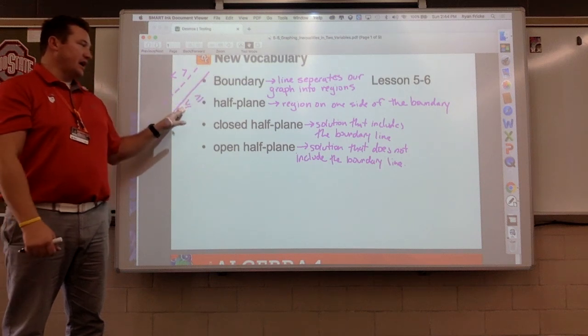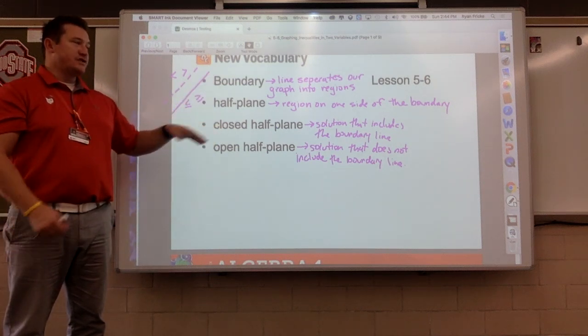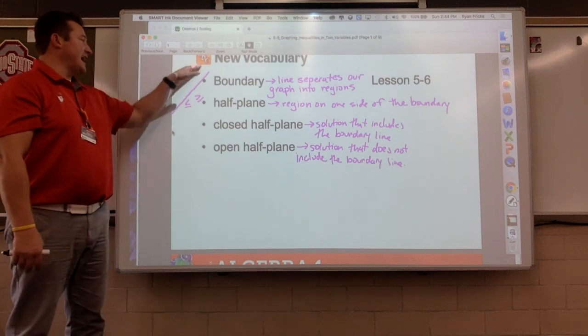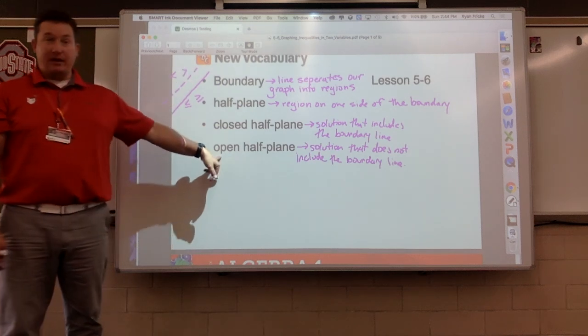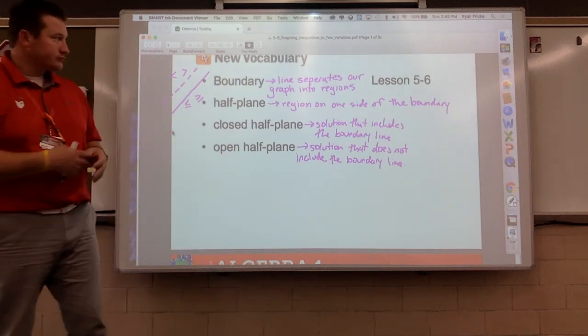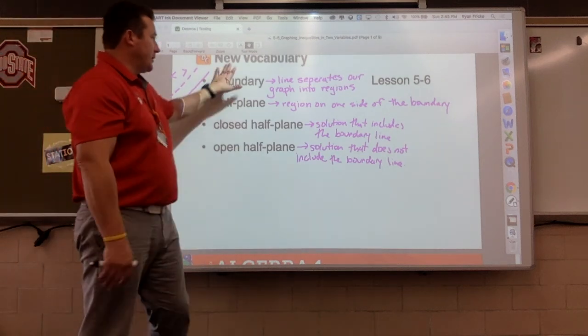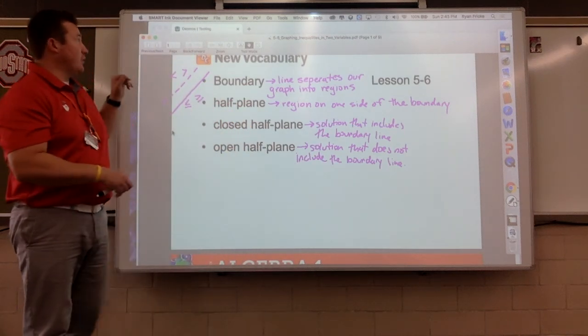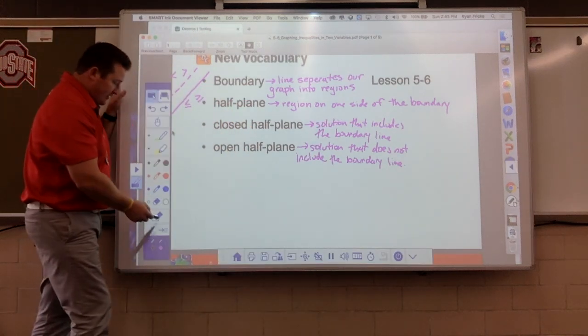If you're a solid line, we say that you're closed and you're included in the solution. If you are a dashed line, that would be an open half plane, and you are not part of our answer. Okay? Again, so you can write down all that stuff. If you need to pause this, do that. If not, we are going to bop right into slide number 1.